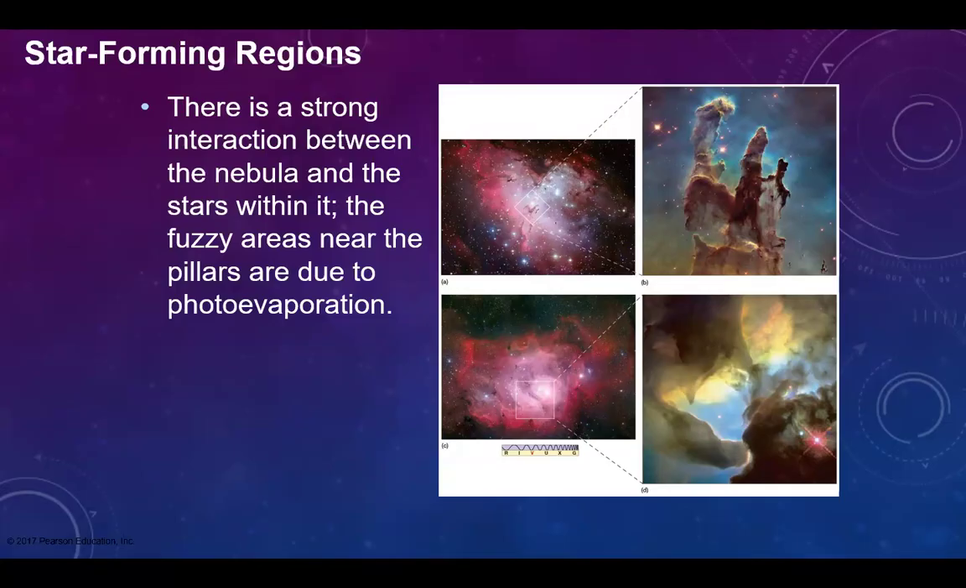So here we can see these fuzzy areas near these pillars. These are the pillars of creation, I believe. The fuzzy areas around the edges are due to photoevaporation, where the stars are causing the nebula to break apart and evaporate.